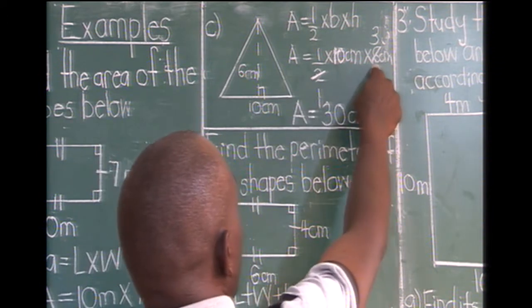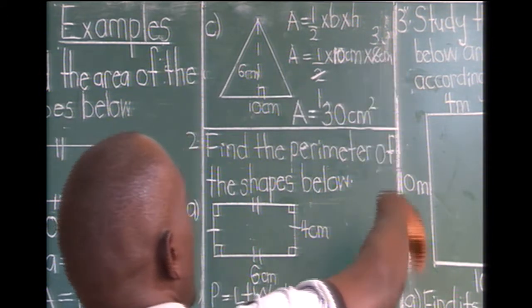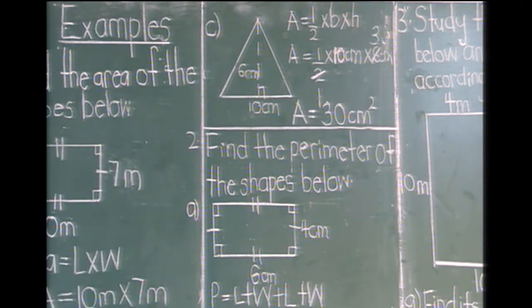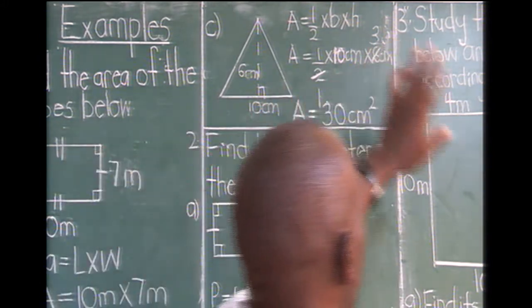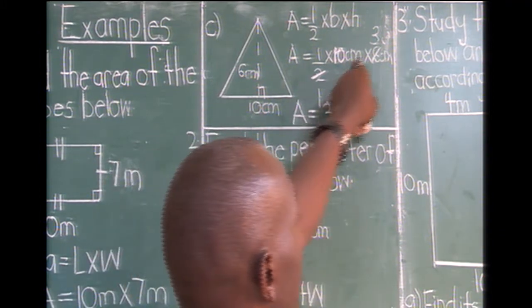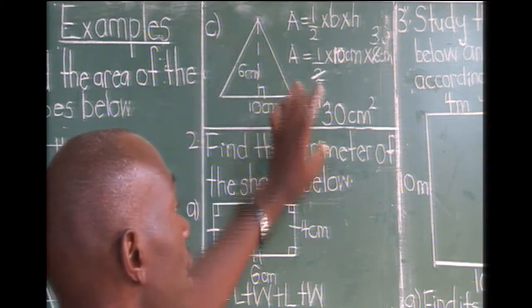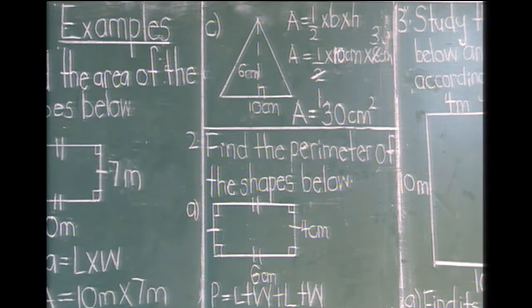6 divided by 2, you get 3, thereby remaining with 10 centimeters times 3 centimeters, where 10 times 3 you get 30, and centimeter times centimeter gives centimeters squared. So the area of this triangle is equal to 30 centimeters squared.